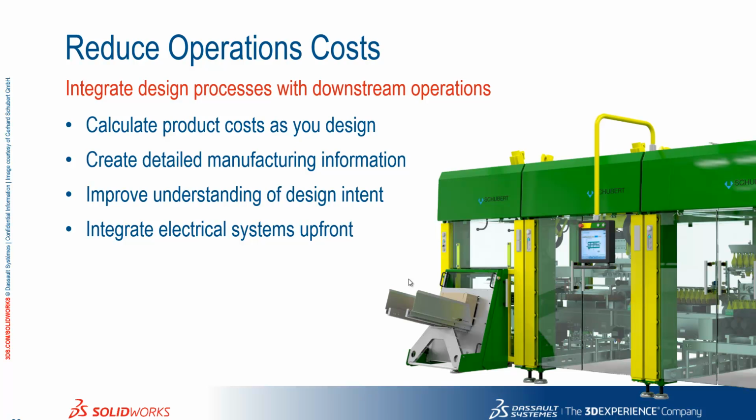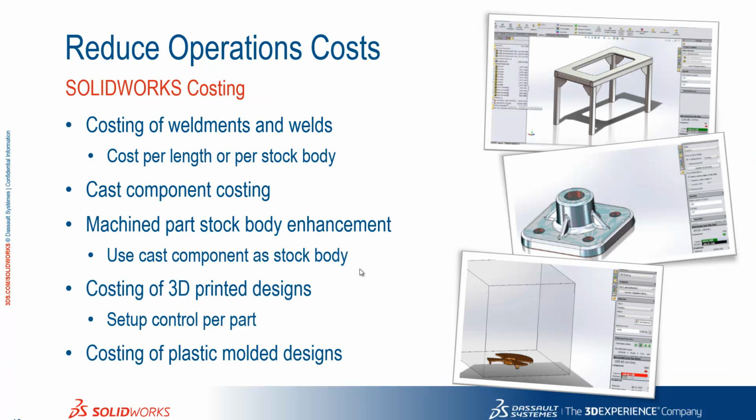Welcome to the second session of this year's What's New in 2015 for SolidWorks. So in this section we're going to talk about how we can reduce operational costs. So we're going to run through how we can calculate product costs as you design, create detailed manufacturing information, improve understanding of your design intent, and how we can integrate electrical systems up front. So the first area we're going to focus on is SolidWorks costing.